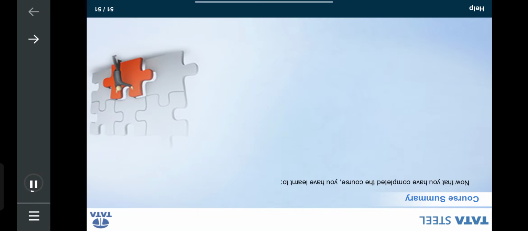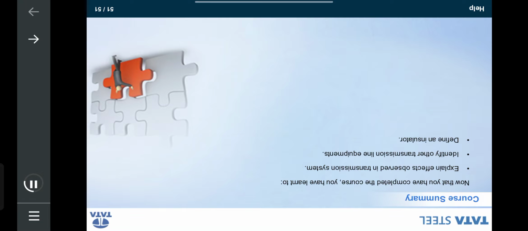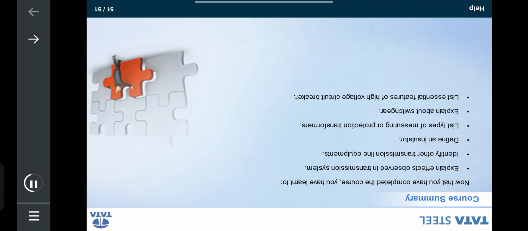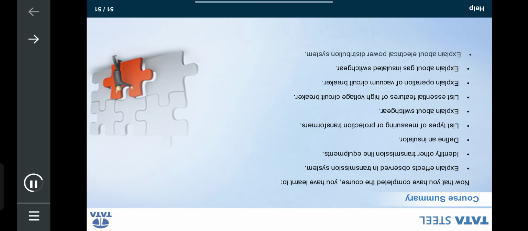Now that you have completed the course, you have learned to explain effects observed in transmission system, identify other transmission line equipments, define an insulator, list types of measuring or protection transformers, explain about switchgear, list essential features of high voltage circuit breaker, explain operation of vacuum circuit breaker, explain about gas insulated switchgear, explain about electrical power distribution system, list types of distribution, explain about distribution transformer.